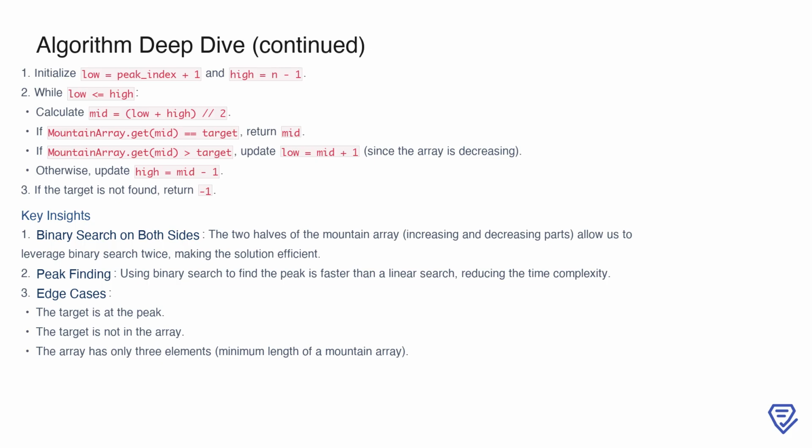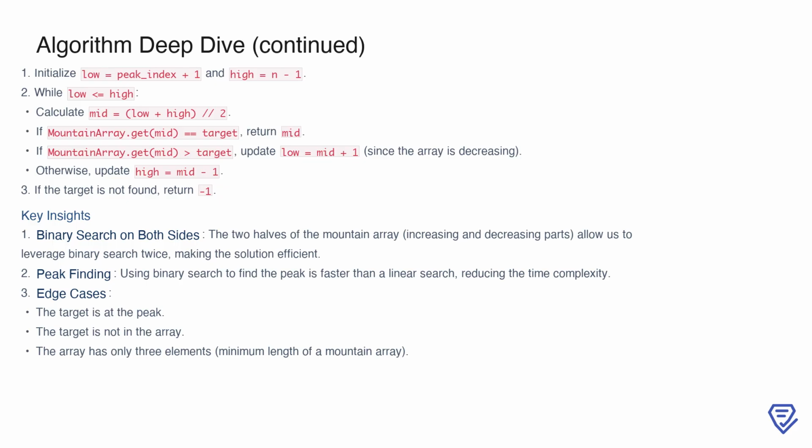Now we search the decreasing part of the array, which is sorted in descending order. This requires a modified binary search. We set low to 1 index past the peak and high to the end of the array. The process remains similar: calculate the mid index and compare the value at mid with the target. If they match, we return the index. If the value at mid is greater than the target, the target must be further to the right, so we increase low.